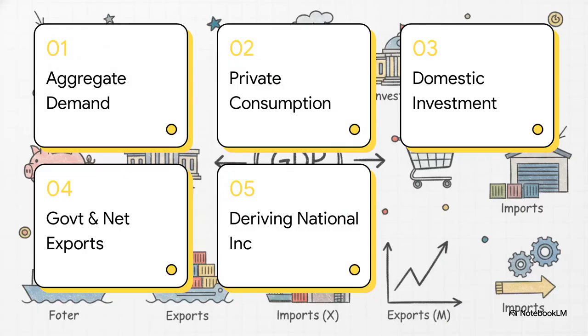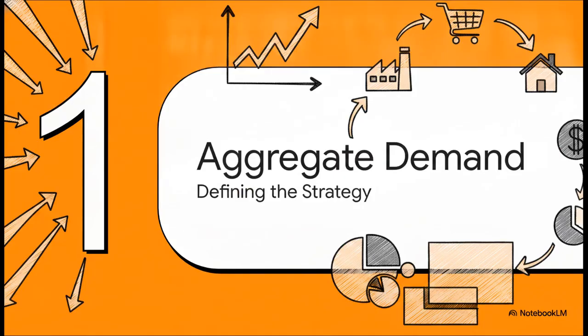Here's our quick roadmap for the session. We'll be looking at tracking aggregate demand, private final consumption, gross domestic investment, government and net exports, and finally, deriving final national income. Starting with Section 1, tracking aggregate demand and defining our core strategy.